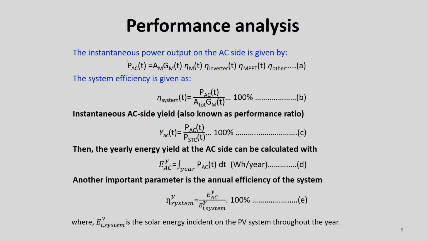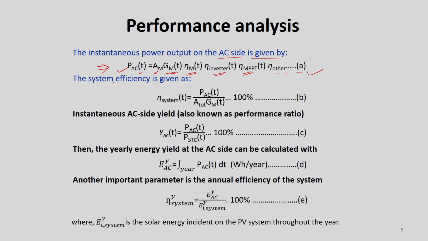If we talk about performance analysis, we need to investigate those parameters. The instantaneous energy output on the AC side is given by P_AC, a function of time. A_M is the area of the panel, G_M is the intensity of solar radiation, eta_M is the module efficiency, then we have the inverter efficiency, eta_inverter, then the MPPT efficiency, and many more component efficiencies need to be considered. This expression is for the instantaneous value. At any moment we can calculate P_AC of a grid connected PV system.